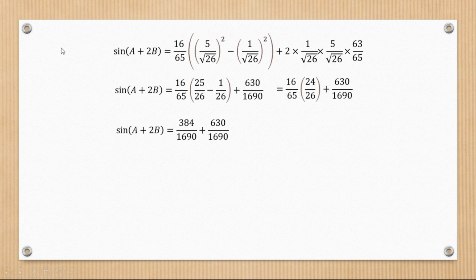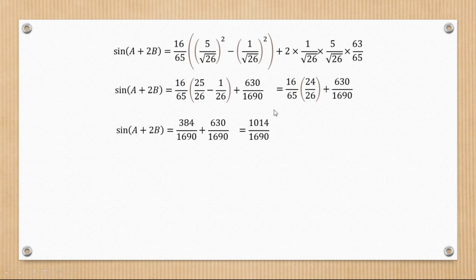So next we can now multiply this to this, and we'll have 384 over 1690. Now at this step, the denominators are the same, so we can add the numerators directly. So adding them, we'll have 1014 over 1690. So now the next step shall be to reduce.